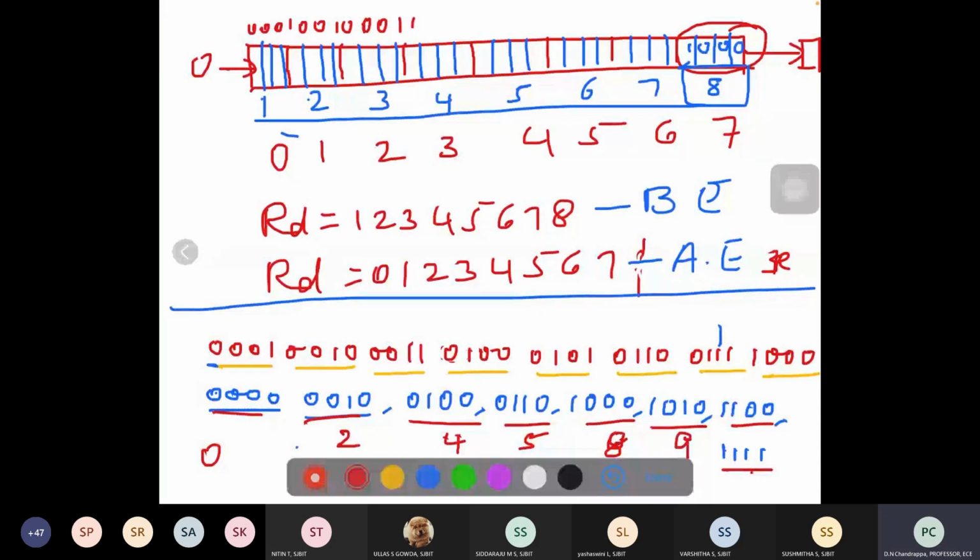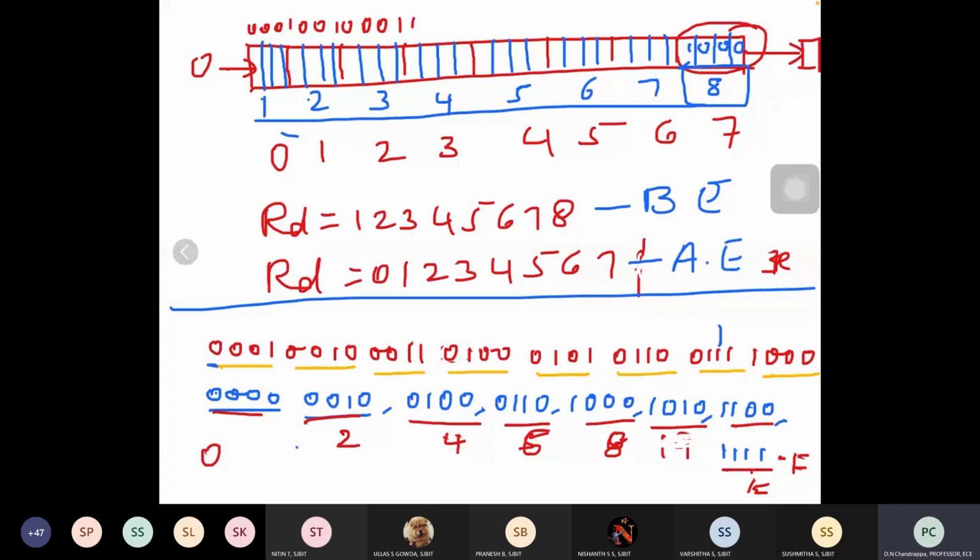So now the final value will become after the executions. This is called as 0. This is 2. This is 4. This is 5. This is 8. And this is 8 plus 1 9. And the last one it is what it is called as F. 8 plus 4 12. 12 plus 2 14. 14 plus 1 F. Last number it is F. So this is what it is F.